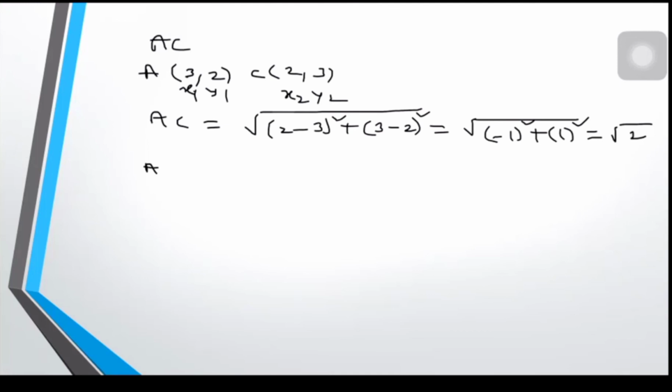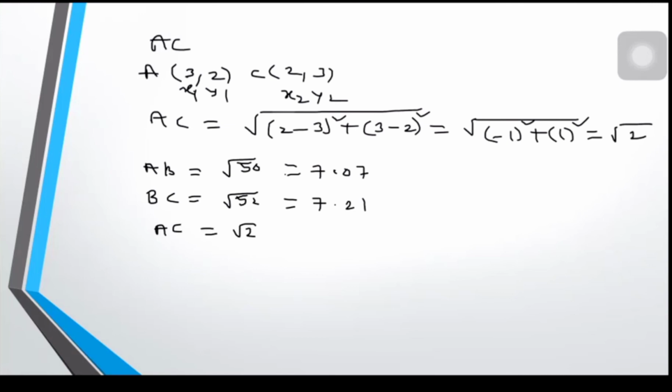So AB distance we already found is root 50, that is approximately 7.07 units. BC distance is root 52, that is approximate value 7.21 units. AC distance is root 2, that is 1.41 approximate value. So we know that if the sum of any two of these distances is greater than the third distance, then the points A, B, C form a triangle.